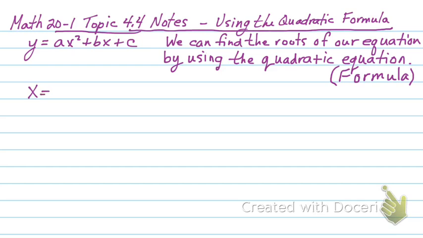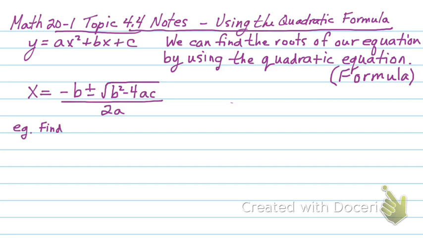Now, the quadratic formula, when we have ax squared plus bx plus c, we're going to take the negative of b plus or minus the square root of b squared minus 4ac, divided by 2a.